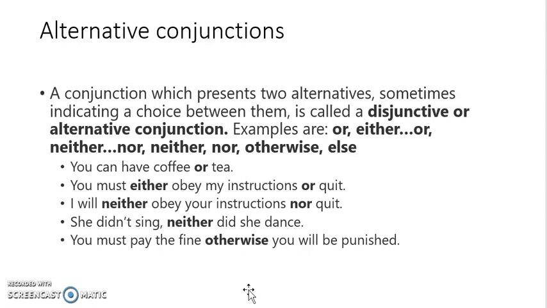These are the two different clauses there. So either, or. I will neither obey your instructions nor quit. Then, she didn't sing, neither did she dance. She did not sing, she did not dance. So neither is used there.